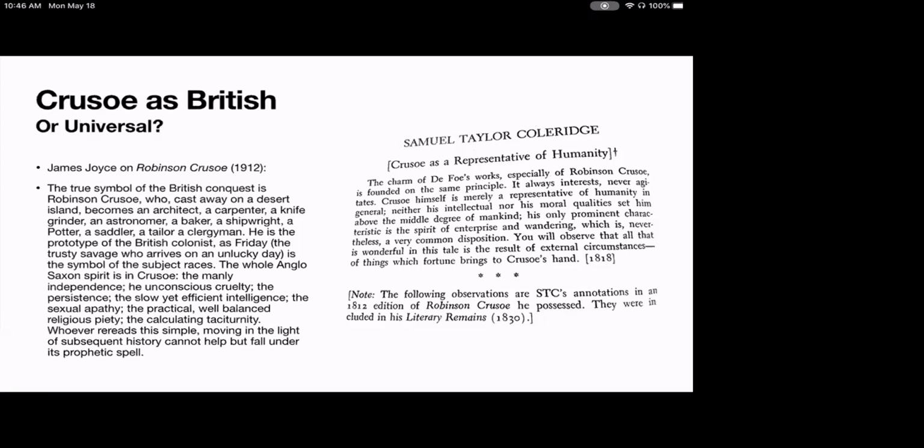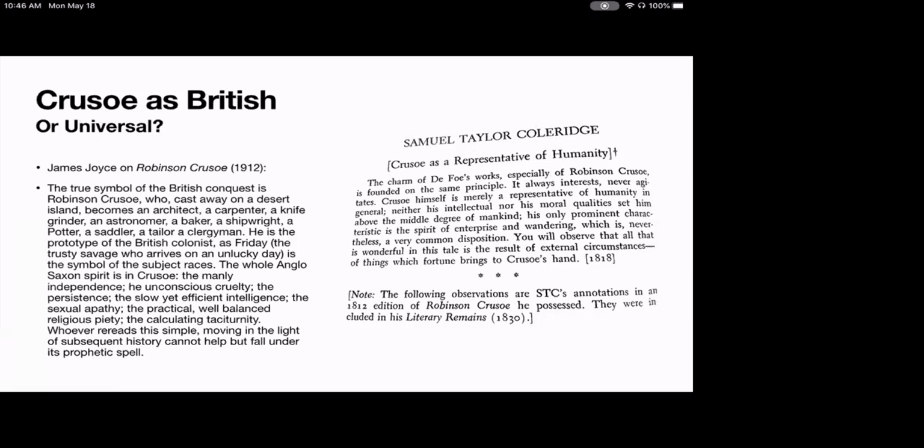Coleridge, a thinker and writer we will encounter later in the course, takes Crusoe to be an emblem of universal humanity, a representative of humanity in general. There's nothing unique or extraordinary about him. It's what happens to him, fate again, that makes him interesting. He is a representative, a specimen of his society.